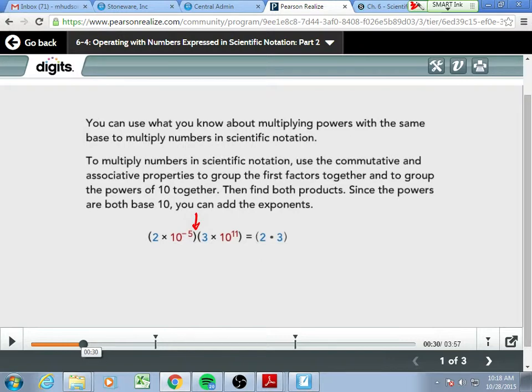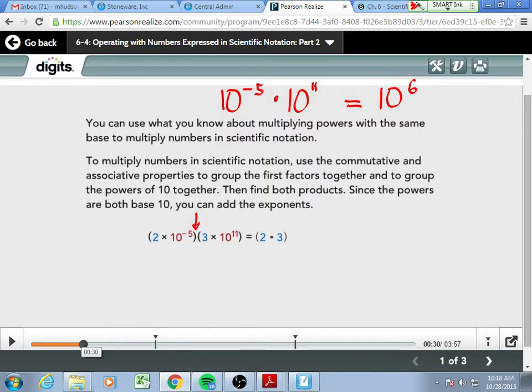What did we do with our powers when we were multiplying? So let's say we just had 10 to the negative 5th times 10 to the 11. Our bases, like 10 there, is the same, but our powers are different, and we're trying to multiply them. When we multiplied with powers, what did we actually do to the powers? We add the powers. So this actually became 10 to the 6th, because negative 5 plus 11.